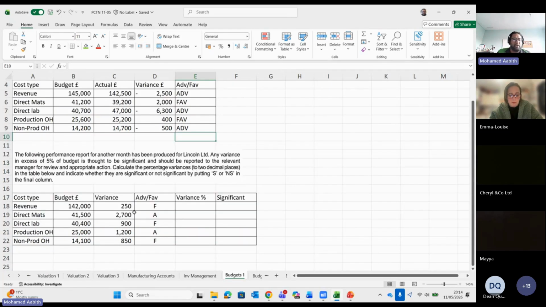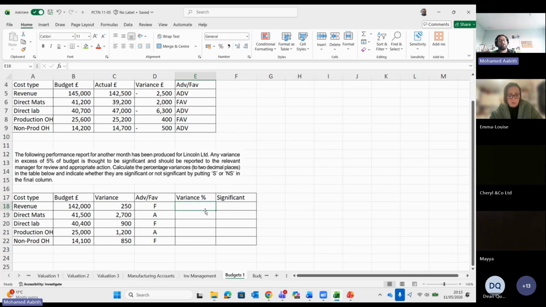Now let's look at the next one here. In this scenario, they give you the following performance report for another month, produced by Lincoln Limited. Any variances in excess of 5% of the budget, meaning it needs to be more than 5%, are significant and should be reported to the relevant manager for review and appropriate action. Calculate the percentage variances to 2 decimal places in the table below and indicate whether they are significant or non-significant by putting S or NS, meaning significant or non-significant, in the final column.